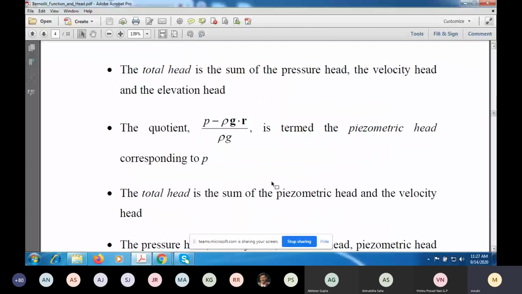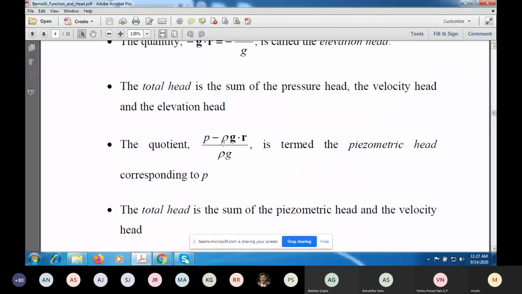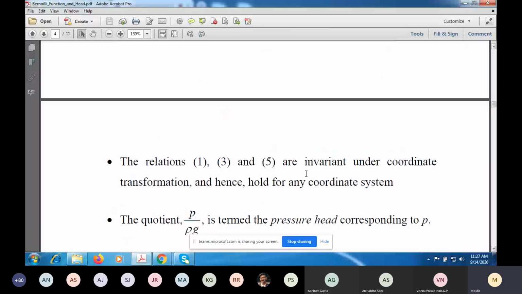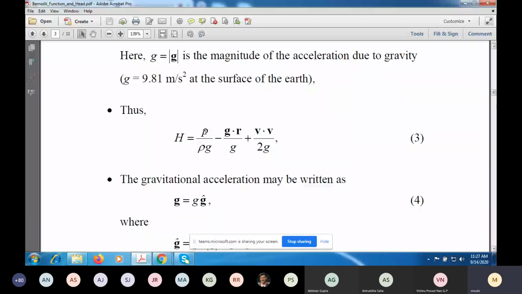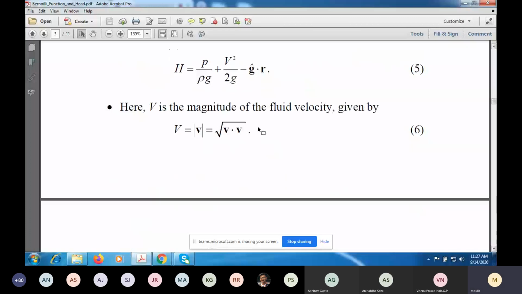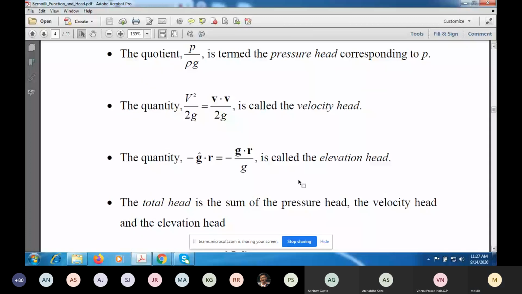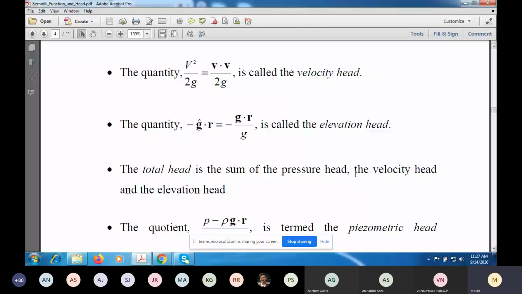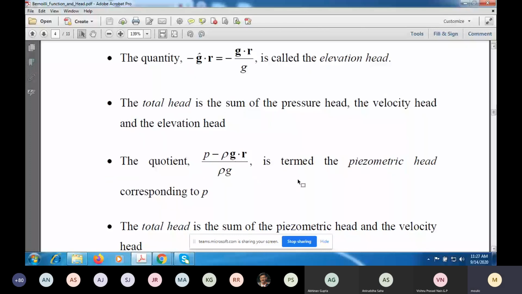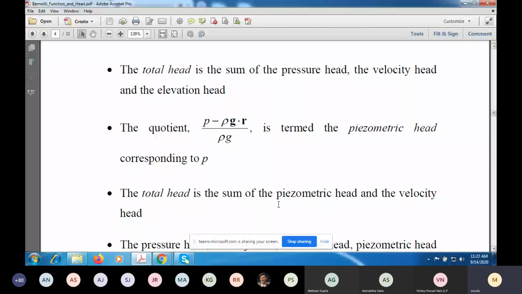Now, the term P minus rho g dot r by rho g is sometimes called piezometric head. So if I go back over here to this equation, the first term and the second term, if I look at them together, the sum of this I can call the piezometric head. So the total head I can also write as the sum of the piezometric head and the velocity head. So you can view it in two ways. The total head is the sum of three heads: the pressure head, the velocity head, and the elevation head. Or the total head is the sum of the piezometric head and the velocity head, because the piezometric head itself is the sum of the pressure head and the elevation head.